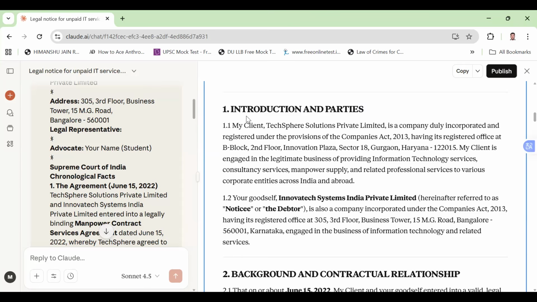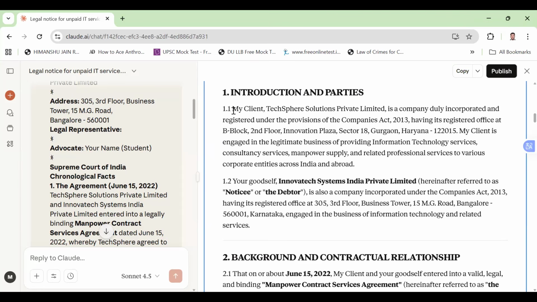So you can use this also, introduction and parties, because it will make it easy for the other party to get through the context of the case, where the introduction is written and where the legal consequences are given. Or if you want to delete it, just copy this whole thing from here, paste it in Word, delete this part, and make it 1 2 3 4 5 6 7 8.